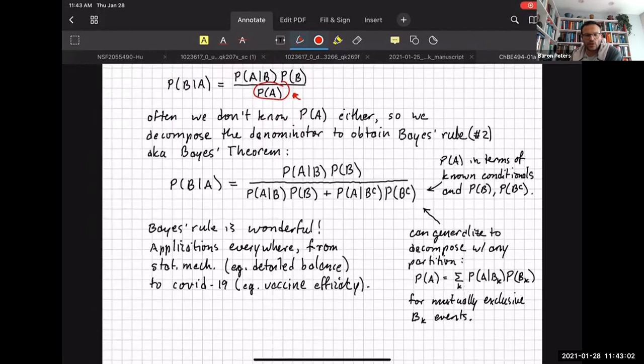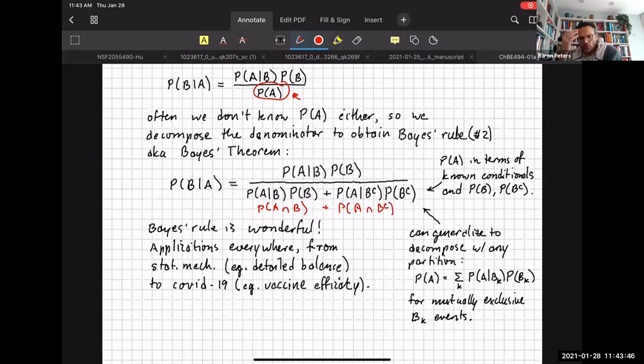All right, so what can we do? We're going to decompose that denominator. We can do that with any other set that we want. The natural one, if I want to write P of A, is to decompose it with its overlaps with B and B complement. So P of A can be written as P of A given B multiplied by P of B, plus P of A given not B multiplied by P of not B. And these two things, of course, you may remember from a moment ago, are really just A intersection B and A intersection not B.